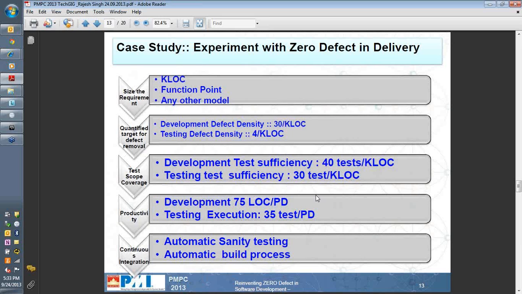The similar thing is the test case execution: at what speed must I do the testing of my code? We have the experience that if a developer is able to test 30 test cases per percentage, then he should be able to do the right justice to the testing process. So these are some of the metrics I'm just giving to you. This is just the tip of the iceberg.